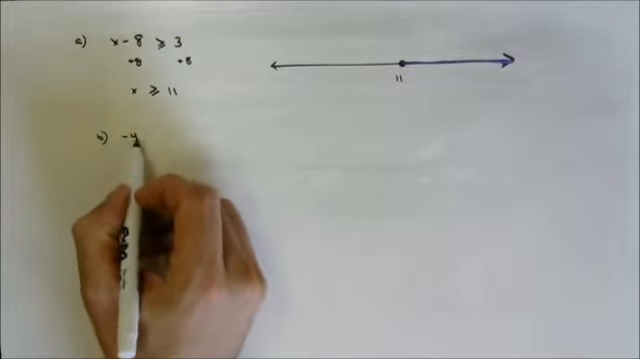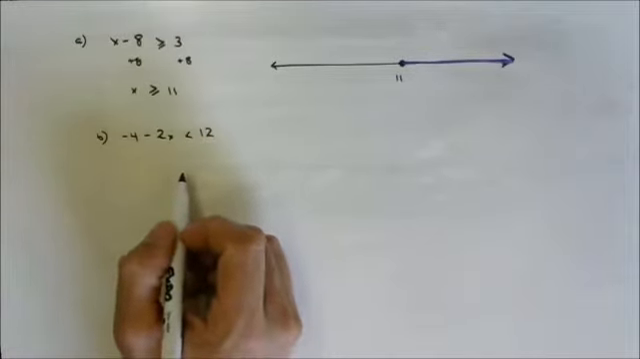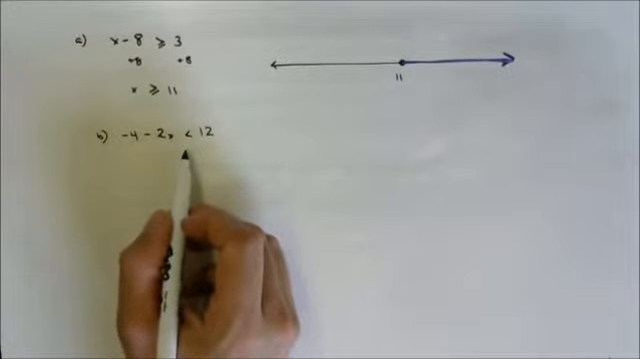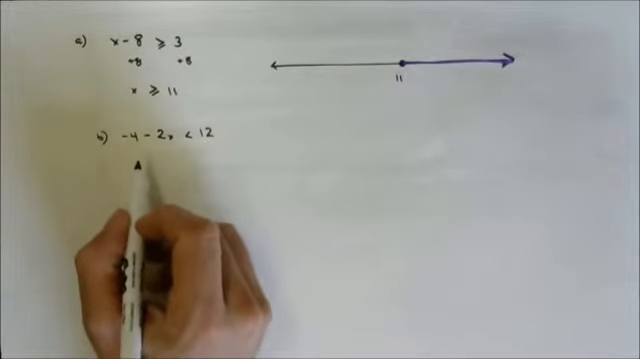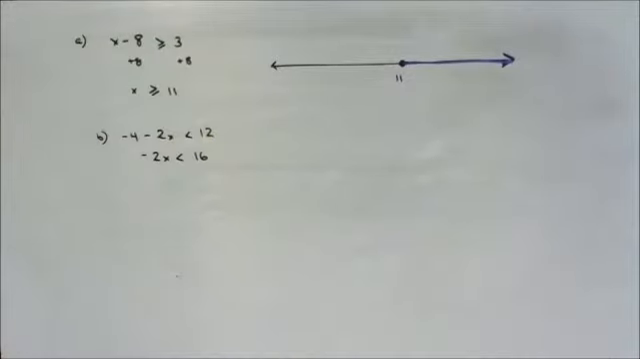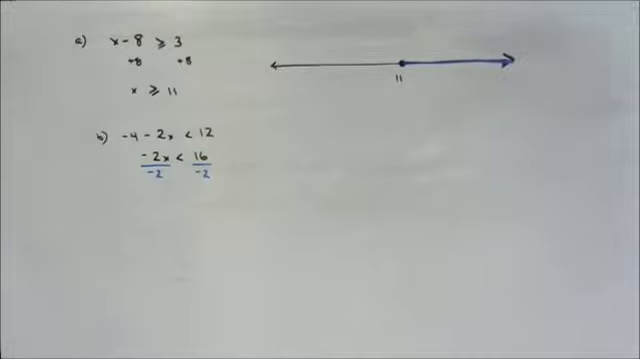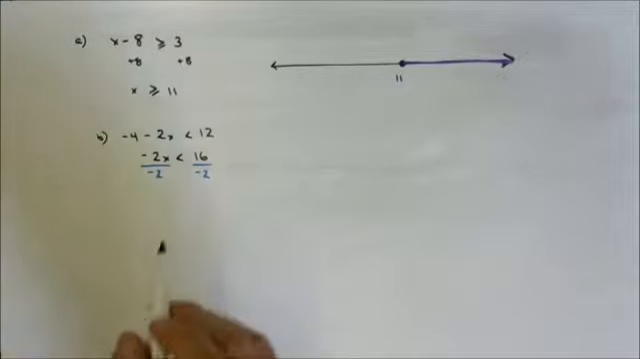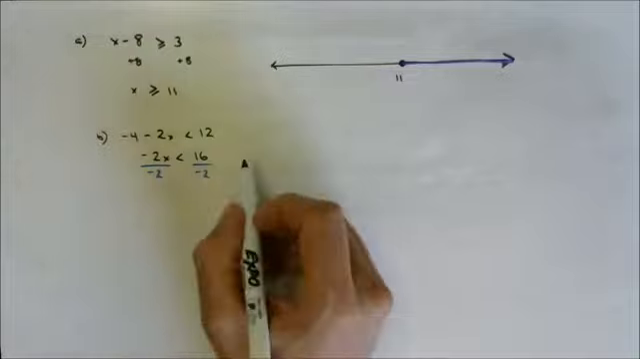B is -4 minus 2x is less than 12. So you already can see that in this case, it's not going to be inclusive of the value on the opposite side to the variable. Again, algebra skills, we're going to add 4 to both sides. And at this point, we need to make a note that you are not allowed to forget. Because here, what are we going to do? We're going to divide both sides by -2. And when you divide both sides of an inequality by a negative number, you flip the sign, okay?